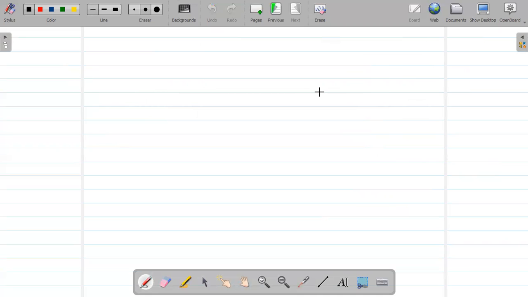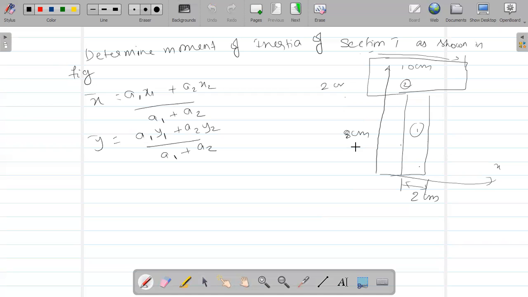So let us take the first section. My first section is like this. Okay, my origin was here. So how to take the origin? Let us see. If this is my origin, what is this from the origin? The total length is 10.